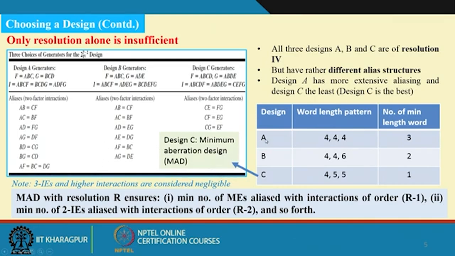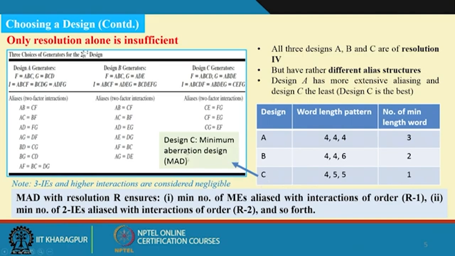Here A is having the most extensive aliasing and C is having the least aliasing relationships, and C is having the minimum number of minimum length words, and C is the minimum aberration design.